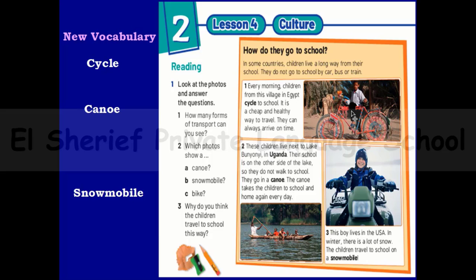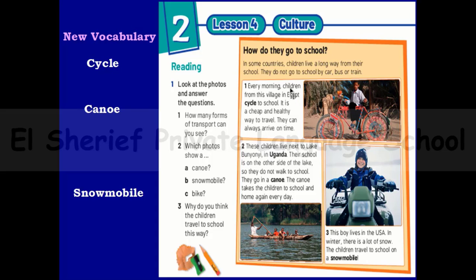Here in the first picture, every morning children from this village in Egypt cycle to school. It's a cheap and healthy way to travel. They can always arrive on time. So from this part, we have here the first word, cycle. And by the way, try to guess, is this word a noun, verb or adjective?